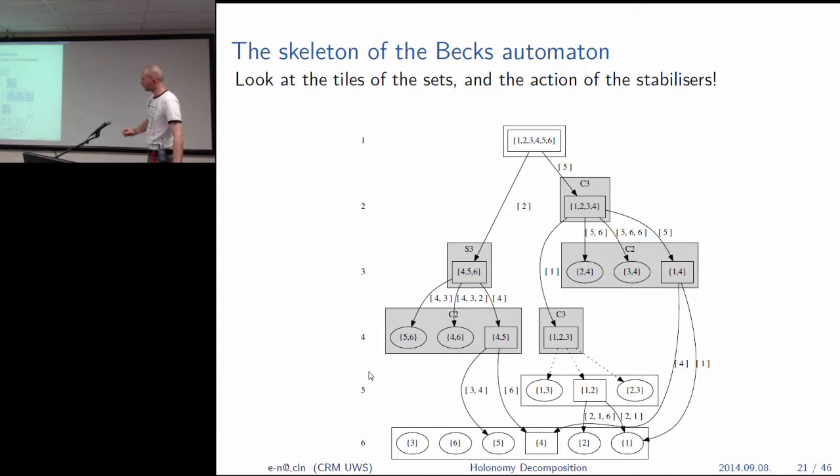For example, where we have the state set containing all 6 elements, and it is tiled by 2 subsets, 4, 5, 6, and 1, 2, 3, 4. So meaning that when we are looking for smaller transformation semigroups, the building blocks of the transformation semigroups, we will look for the stabilizers acting on these tiles. So on the top level, we will have 2 states.